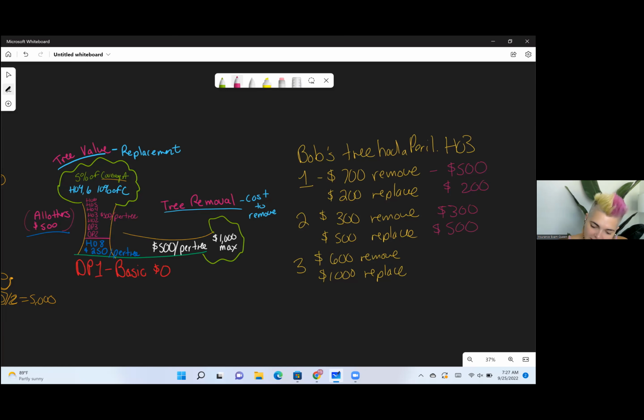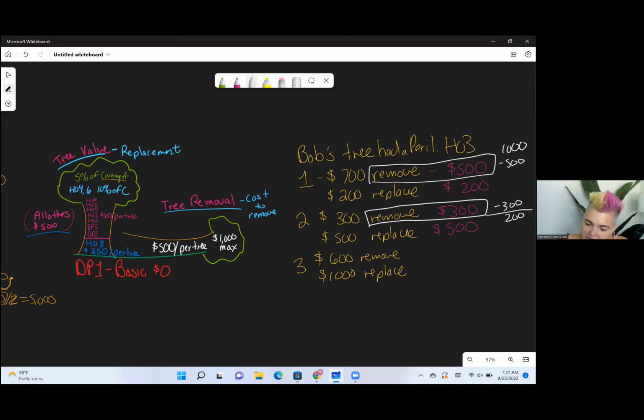And then number 3, it's 600 to remove. Now at this point for tree removal, I have spent 300 and I have spent 500. I get a total of 1,000. So after you subtract 500 and you subtract 300, I only have 200 left, because 5 plus 3 is 800. 1,000 minus 800 would be 200. So this one is only going to get 200 to remove it, because that's all that's left.